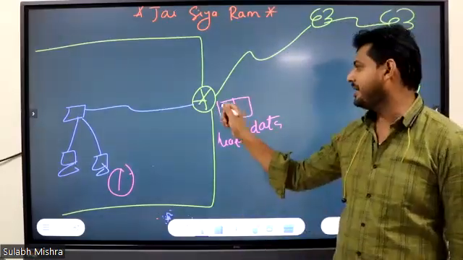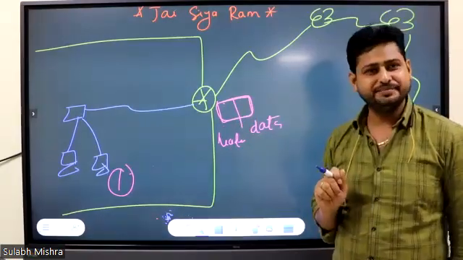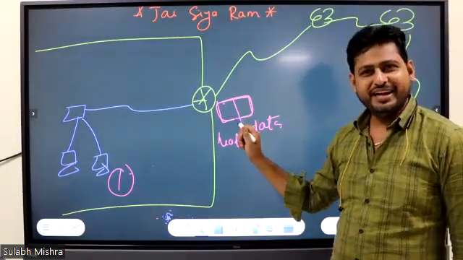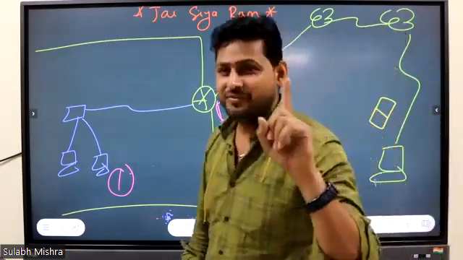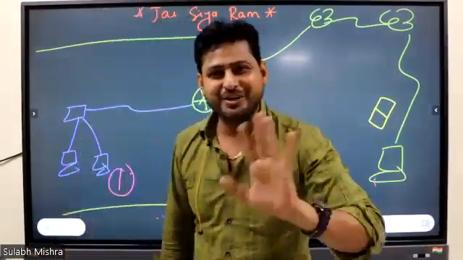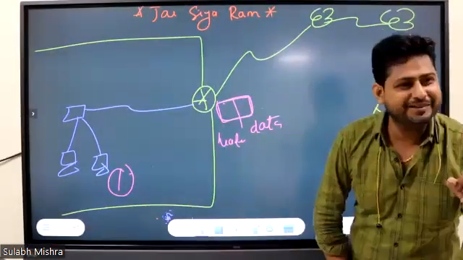So once the packet hits the router, will it open up the header or data? Which part of the packet will it open? Header or data? Header. It will not open the data because data is layer 7 information, 5, 6, 7. Router does not have visibility. Router is a layer 3 device, right?